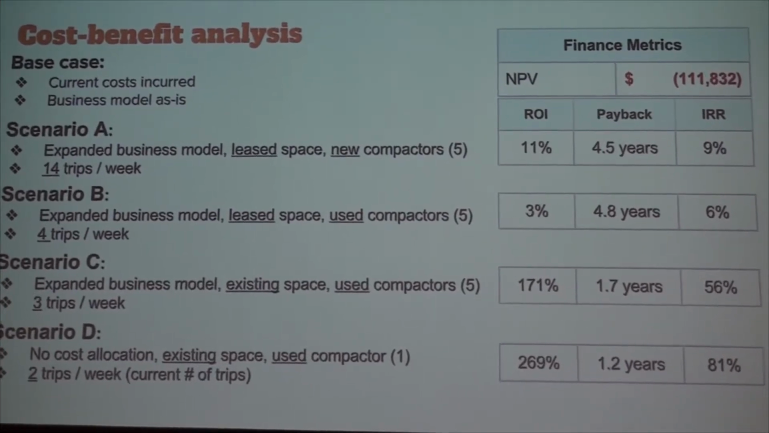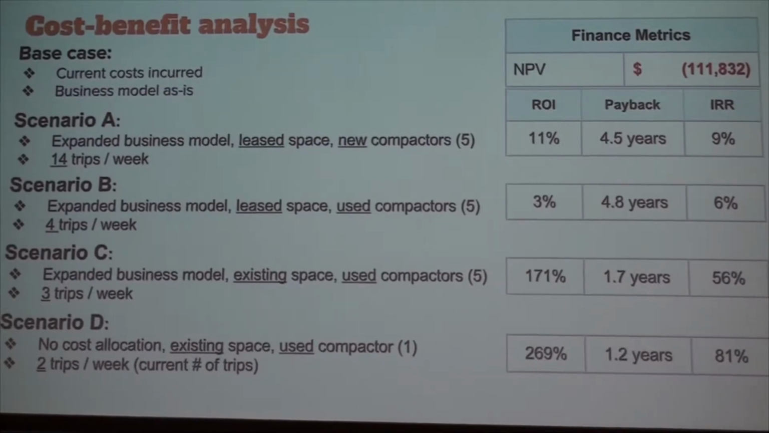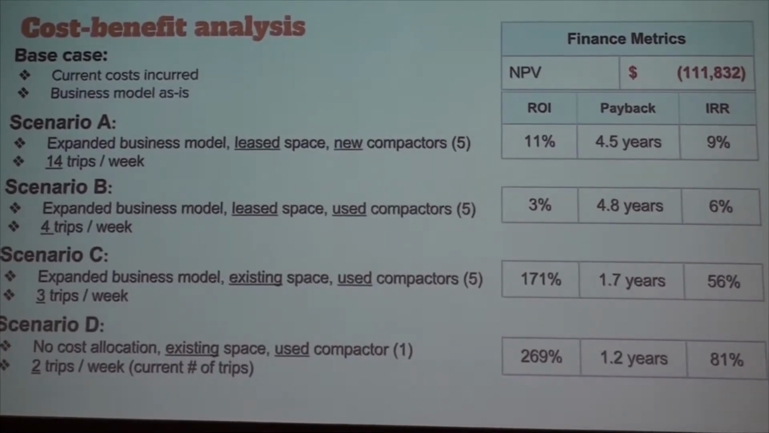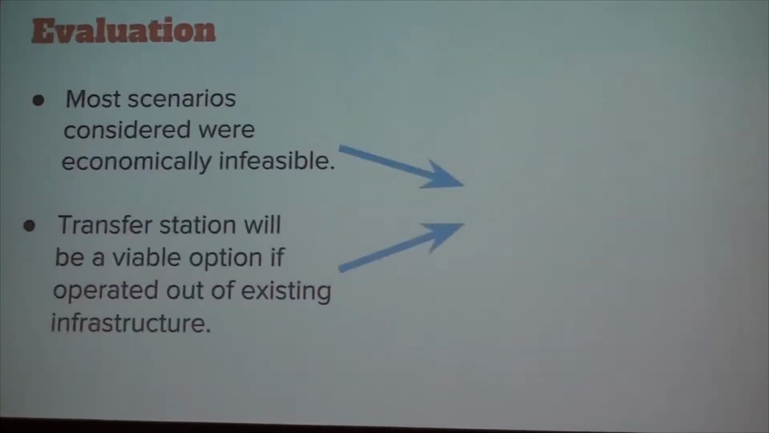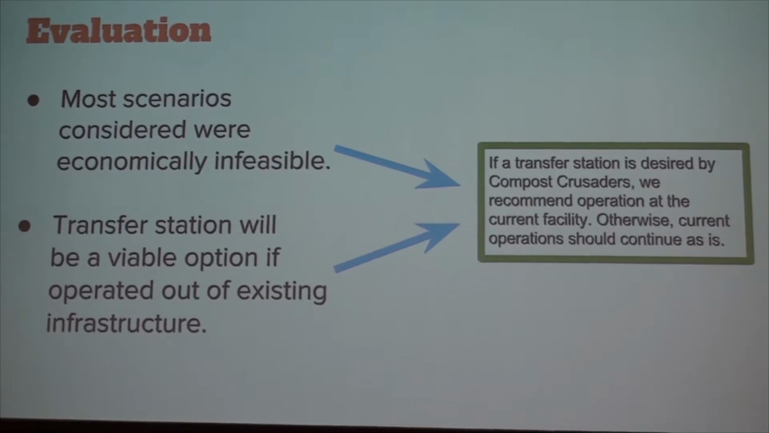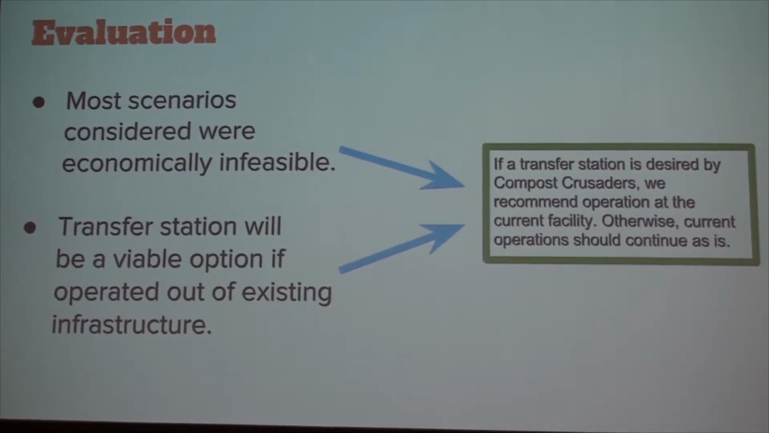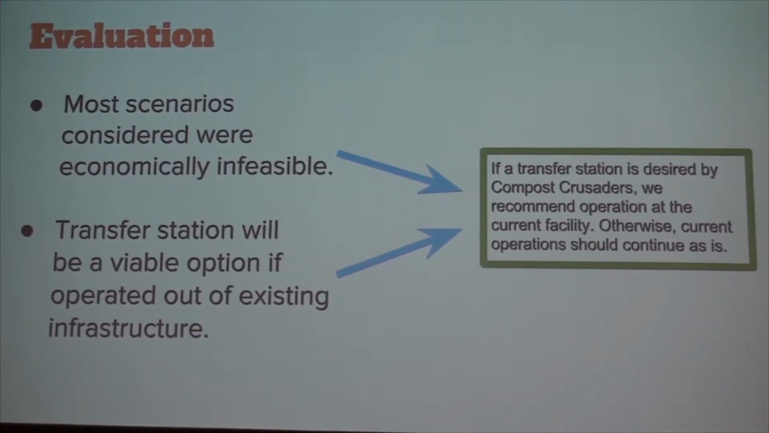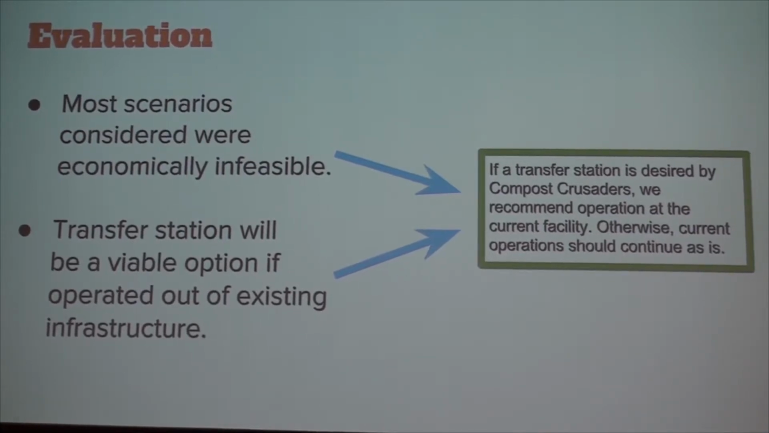So both scenarios, C and D, realistically would make more economic sense than the first two, because these minimize the amount invested and maximize the internal rate of return over the 5-year project lifetime. So to sum up the cost-benefit analysis, most scenarios that were considered are economically infeasible for Compost Crusader's current business model, but this will be a viable option if it is operated out of the company's existing infrastructure.